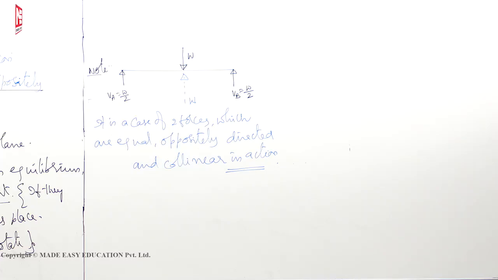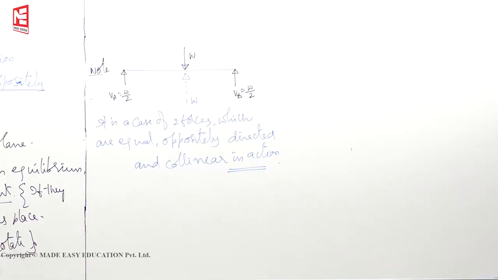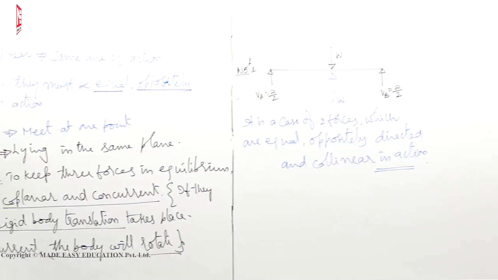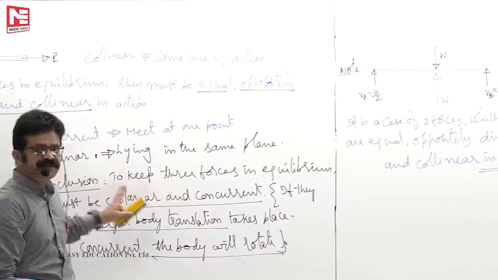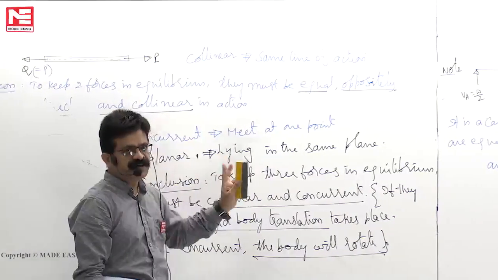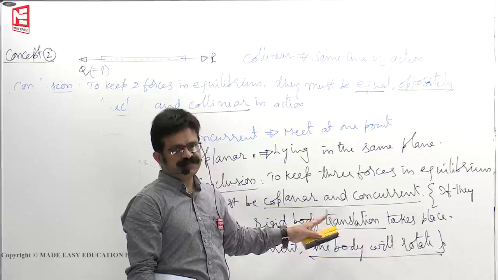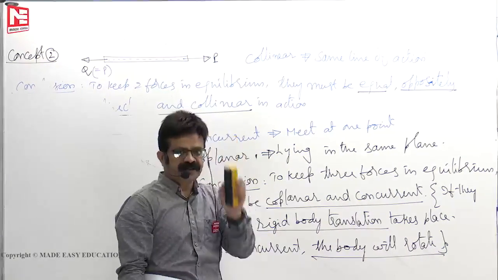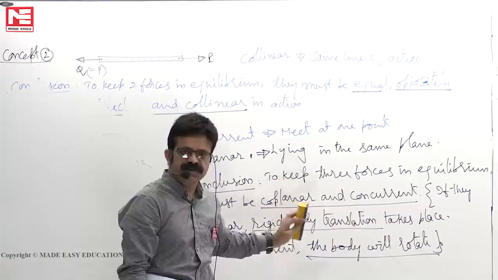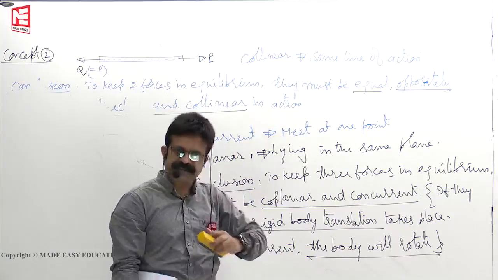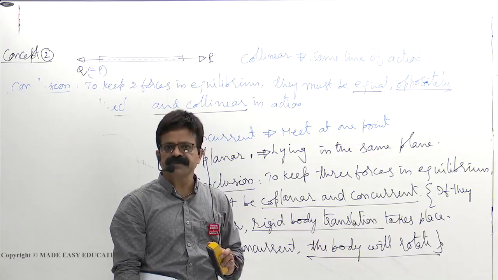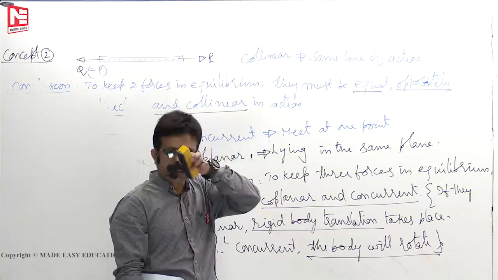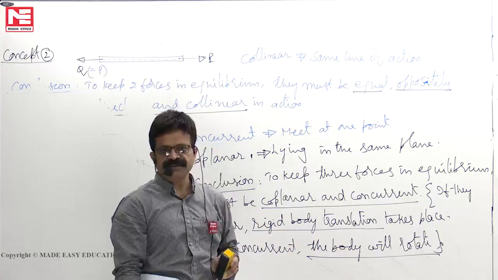Now let us see how the numericals come in the exam. Only these two concepts are enough: how to keep two forces in equilibrium and how to keep three forces in equilibrium. They must be coplanar and concurrent. If you have these two ideas, whenever you are solving the cable problems, keep in mind that the question involves concepts of these two only. Then your way of thinking about the problem completely changes and you can solve it in your stipulated 30 or 40 seconds time.